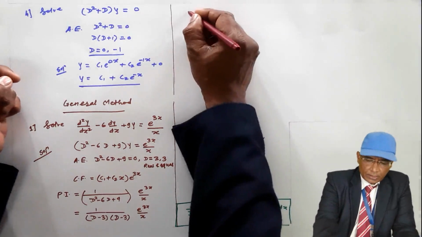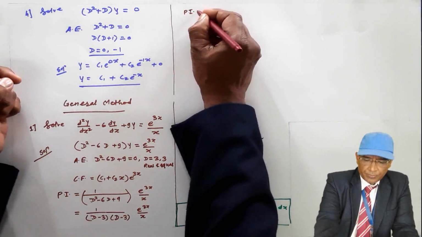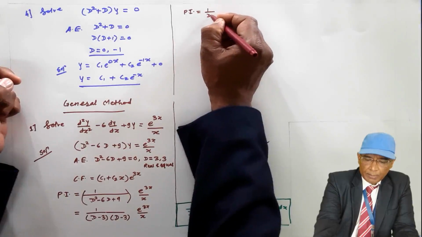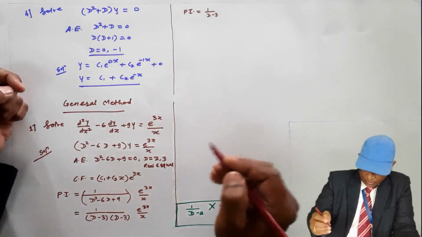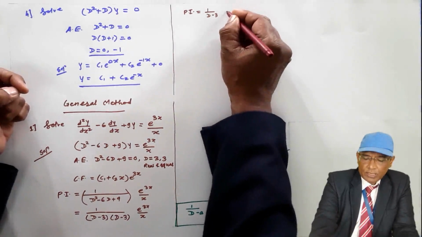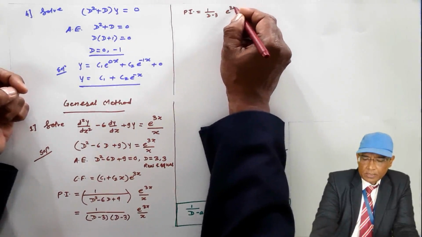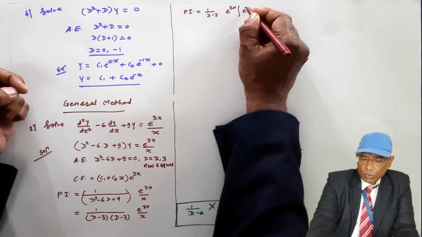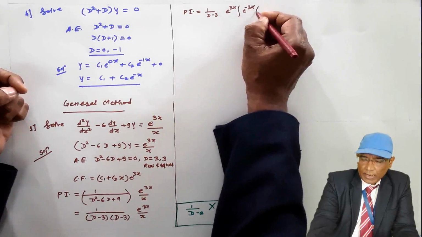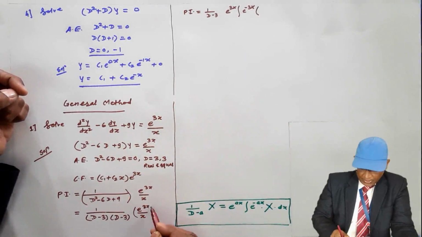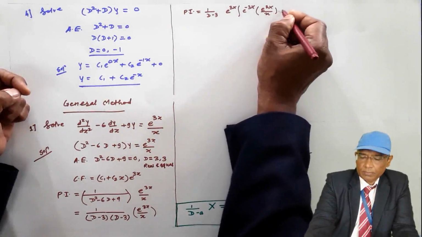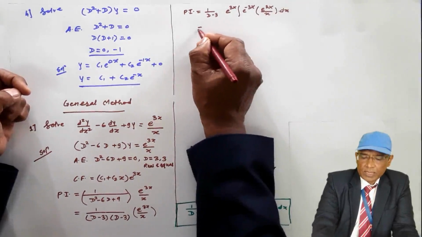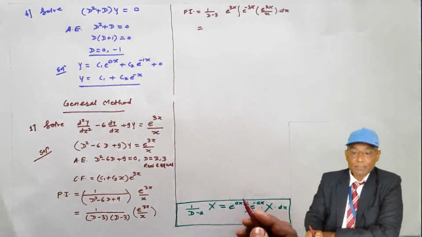Now, in continuation, the particular integral. What I am going to do: this 1 by D minus 3, I am operating on e to the power 3x by x using this formula. 1 by D minus a is e to the power ax integral e to the power minus ax into X. X is e to the power 3x by x. The dx is there because we are integrating with respect to x.